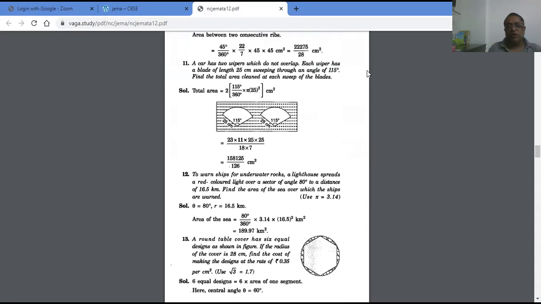Then question number 11, we have 2 wipers, car wipers. And those car wipers subtend an angle. And in this case, it's given as 115.